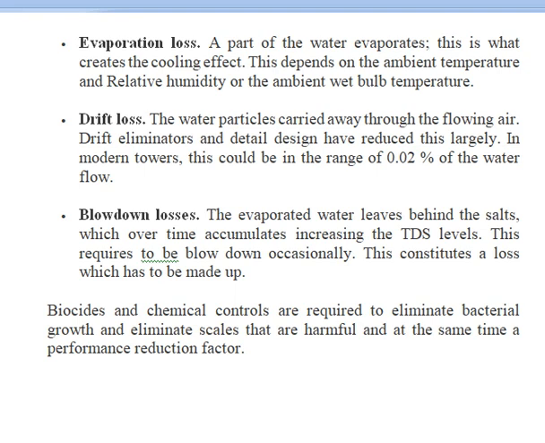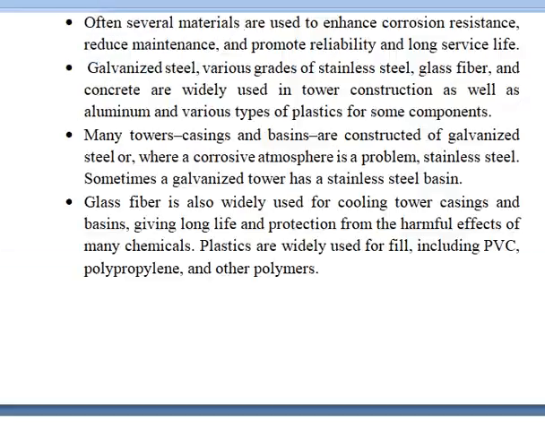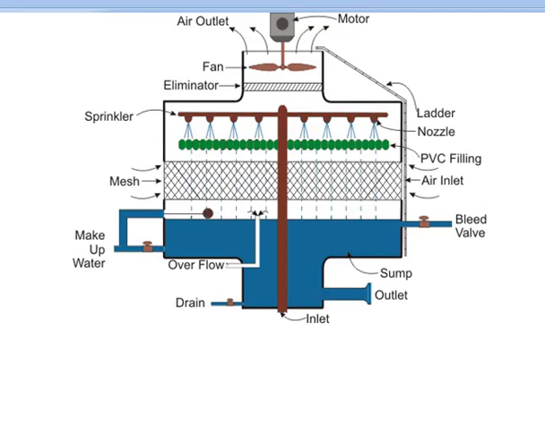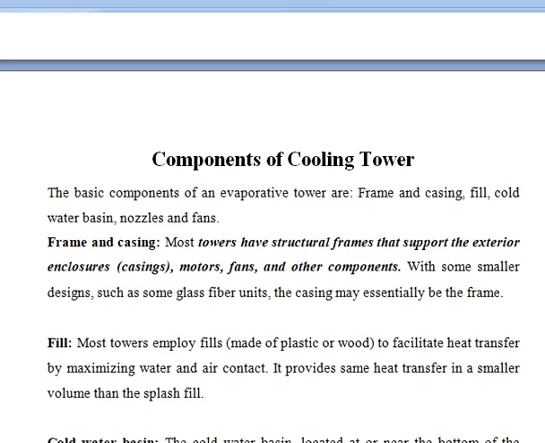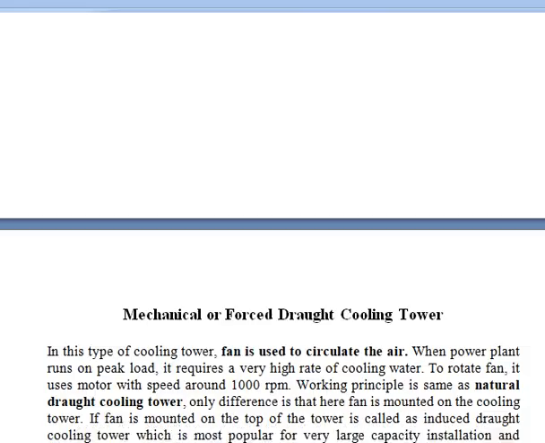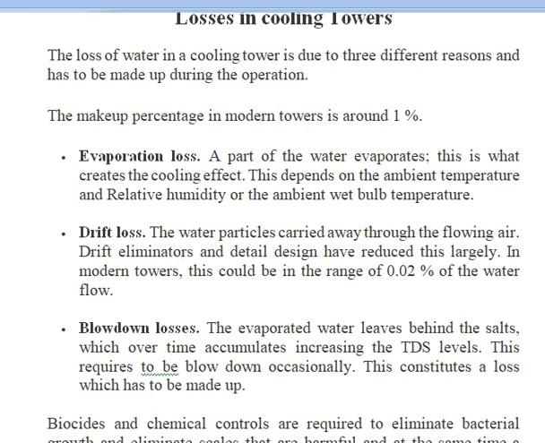We have also discussed this diagram, in which this is the bleed valve. This bleed valve is used to control the concentration of salt. And this is the part in which blowdown losses take place. This requires blowdown occasionally. At such times the power plant may be shut down due to this problem. It is a very major problem, these blowdown losses.